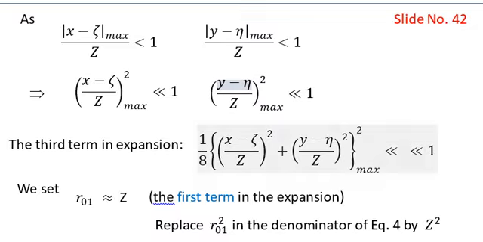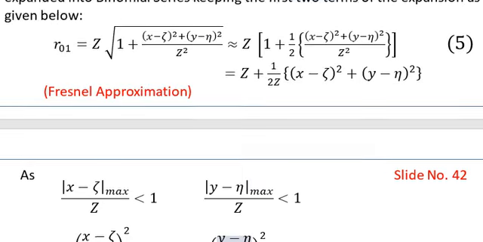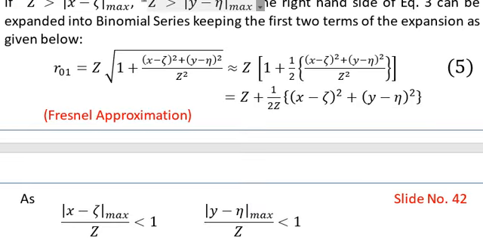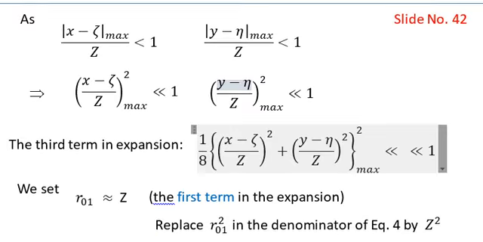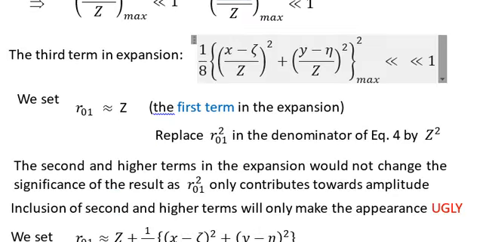The third term in the expansion, we have not shown the third term over here in equation number 5, but here we want to talk about the third term. So this is the third term. You know that 1 over 8 curly bracket square, and within the curly bracket we have x minus zeta over z whole square plus y minus eta over z whole square, and that quantity is less than 1.